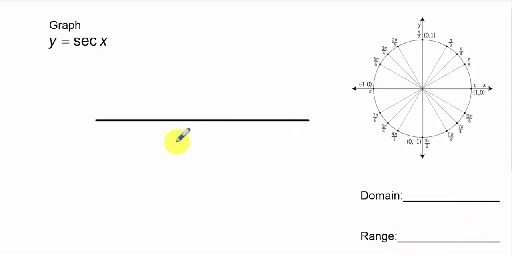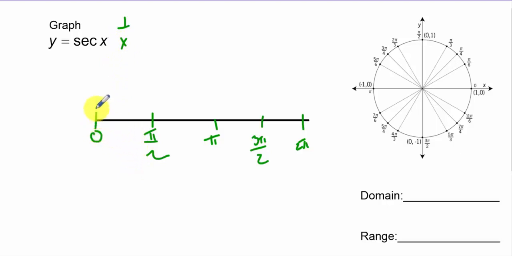Secant, I go ahead and do my markups. We're at 0, pi over 2, pi, 3 pi over 2, 2 pi, and I start looking at 1 over my x value. So I look at my x value in this case, and I have a value of 1.